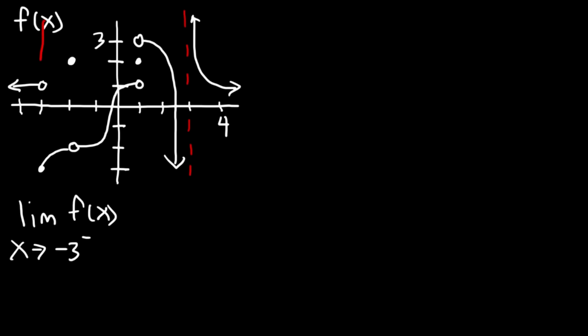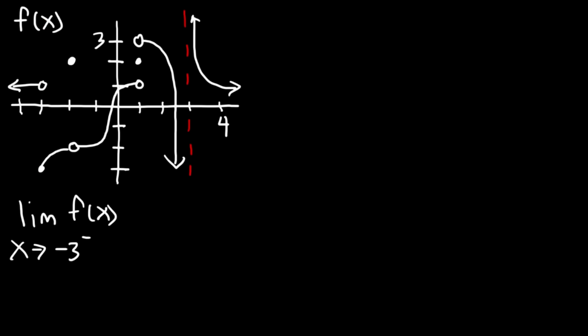Now let's talk about how to evaluate limits graphically. Let's say we want to calculate the limit as x approaches negative 3 from the left side. And let's say this graph represents the function f of x. So what can we do? To evaluate the limit, you're looking for the y value. First, identify where x is negative 3. X is negative 3 anywhere along that vertical line.